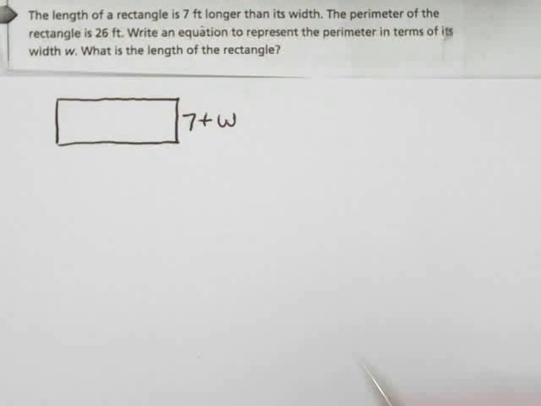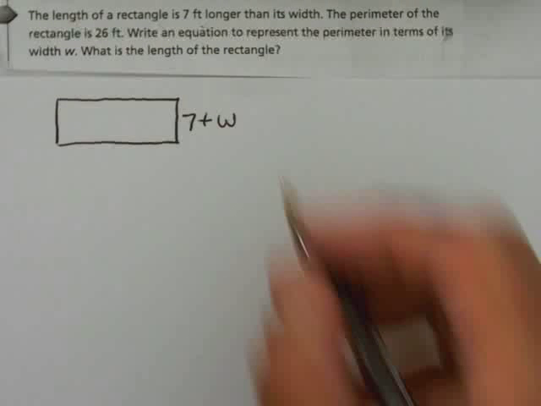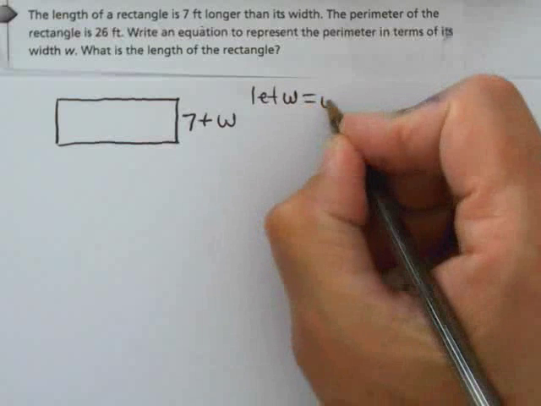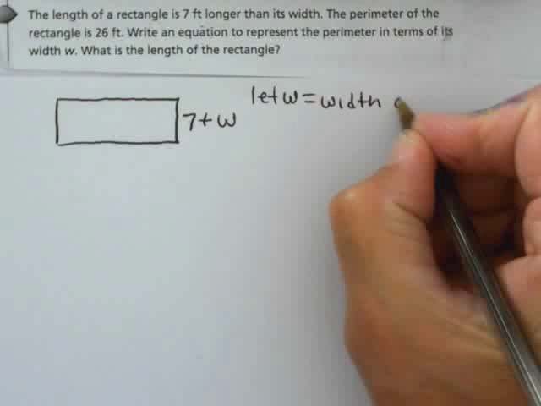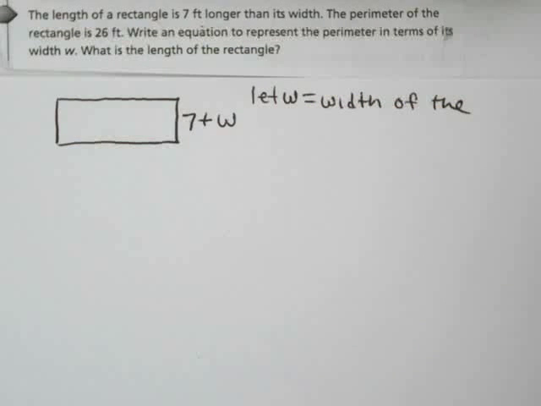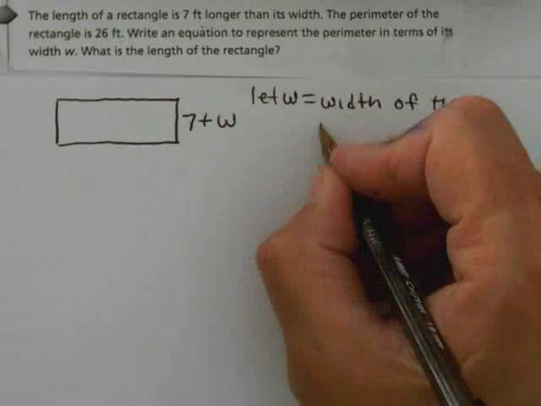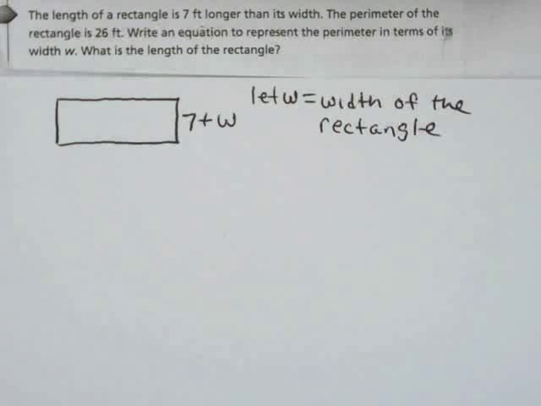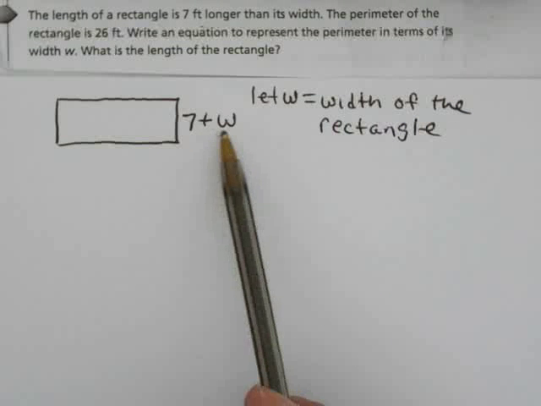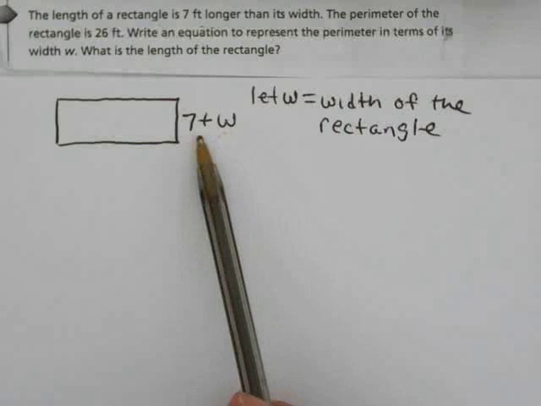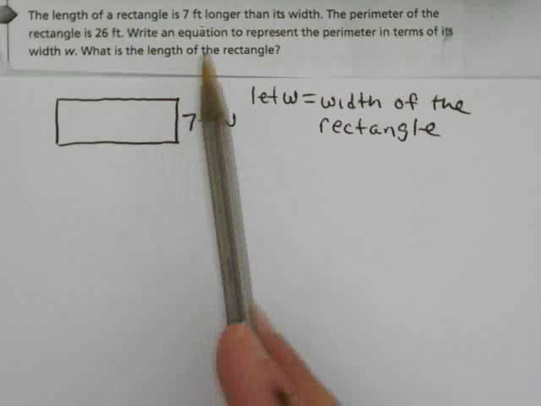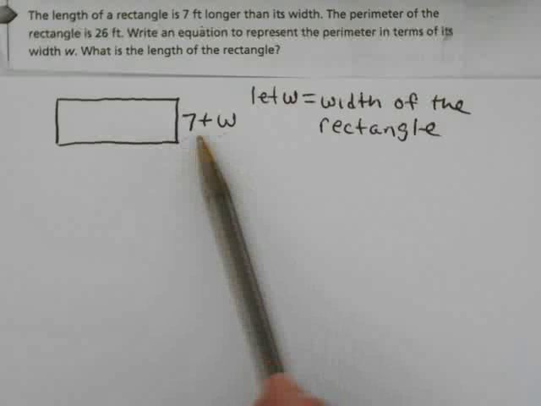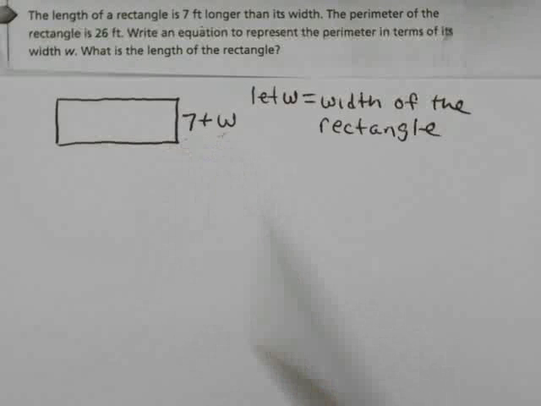And what does W mean? Well, I'm going to say let W equal the width of the rectangle. Okay, so whatever the width of this rectangle is, plus 7 feet to be accurate, is going to equal its length. If this is 7 plus W, then this must be W.